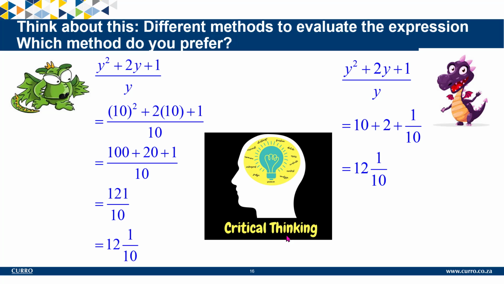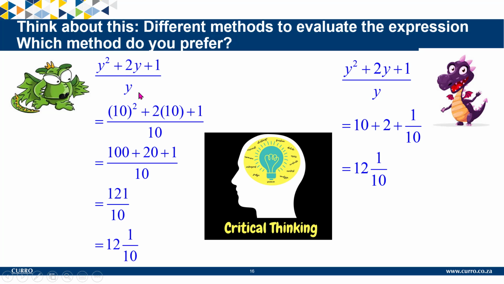So let's think about this. At the end, let's use critical thinking. Different methods to evaluate the expression. Which method do you prefer? So here is Zoot. He wanted to evaluate this expression. So in other words, we chose y to be 10. So let y be 10. And then we'll substitute this 10 for y.